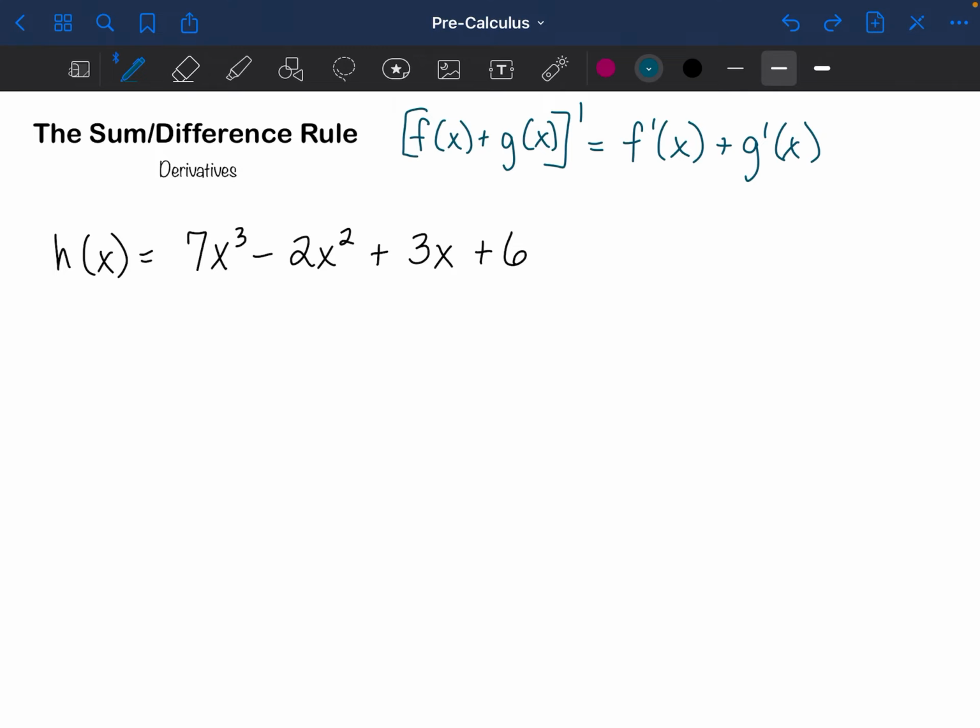Let's do it. Ooh, difference. Same exact thing as sum. So I guess if we're subtracting the two functions, well then we just have to make sure we're subtracting the two functions. But let's get into it.